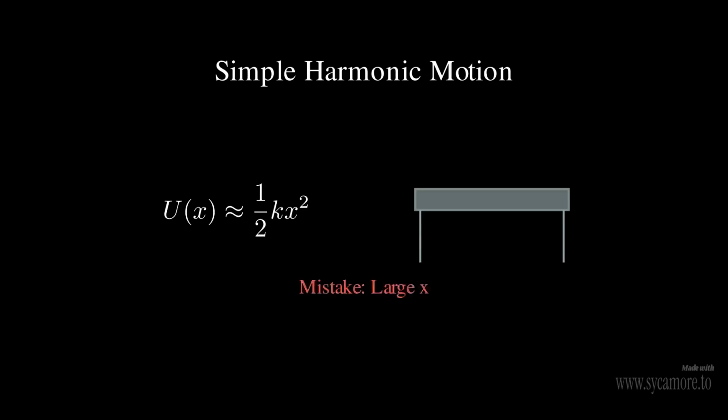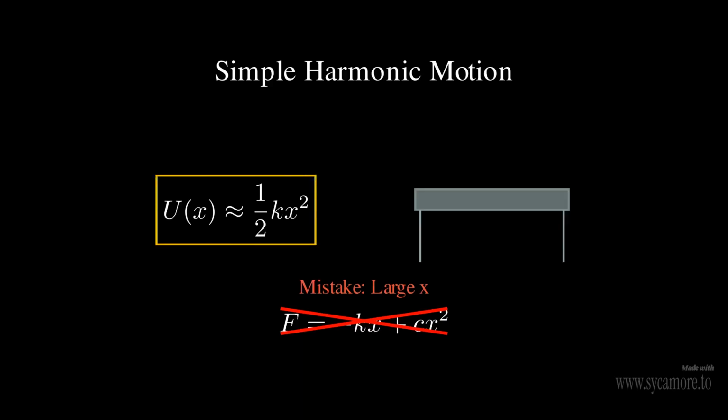However, the common mistake is assuming this approximation holds for large movements. If the marble is pushed too far, higher order terms from the Taylor expansion, like x cubed or x to the fourth, become significant, and the motion is no longer simple. But for small disturbances, the universe is built out of springs.